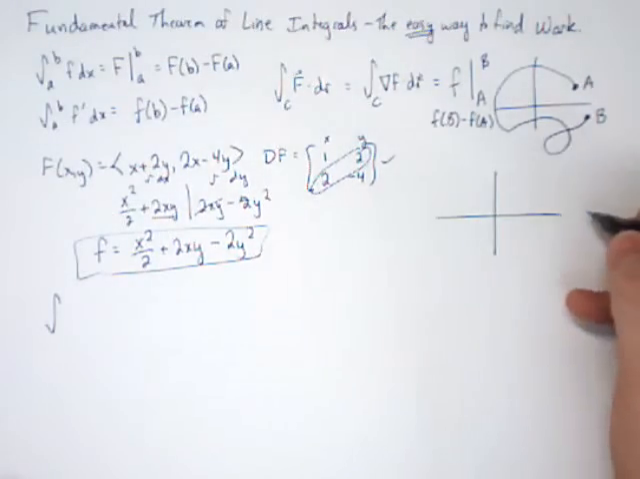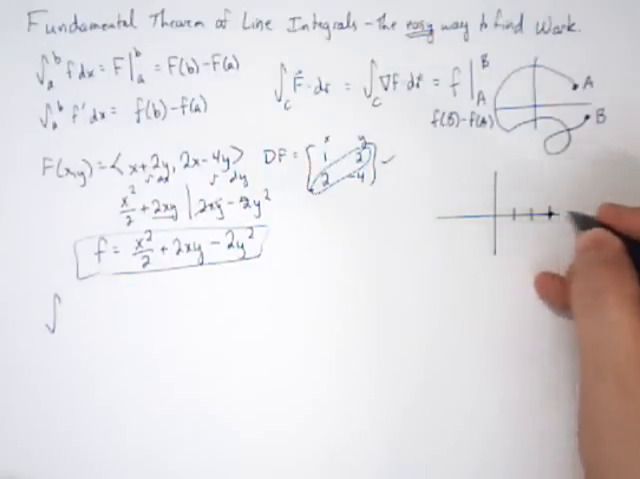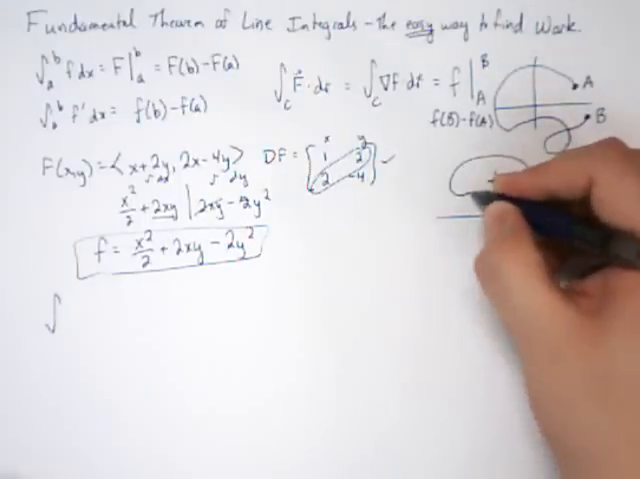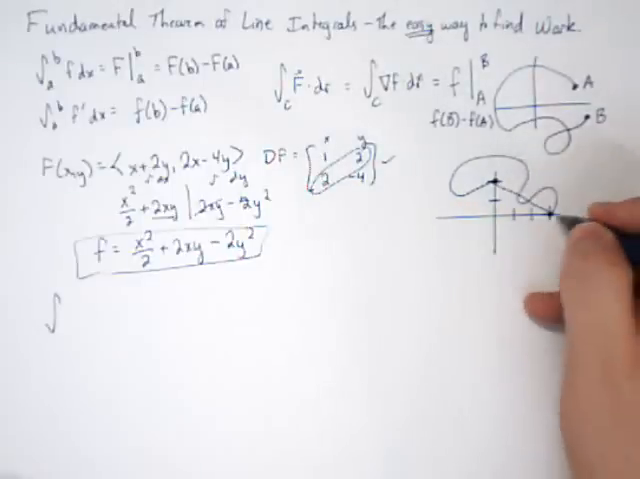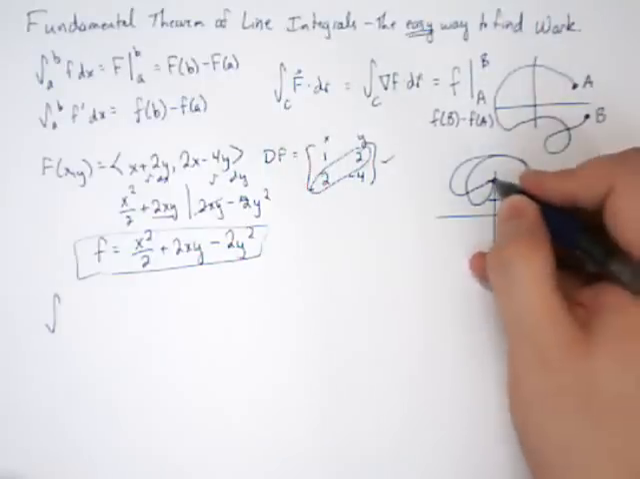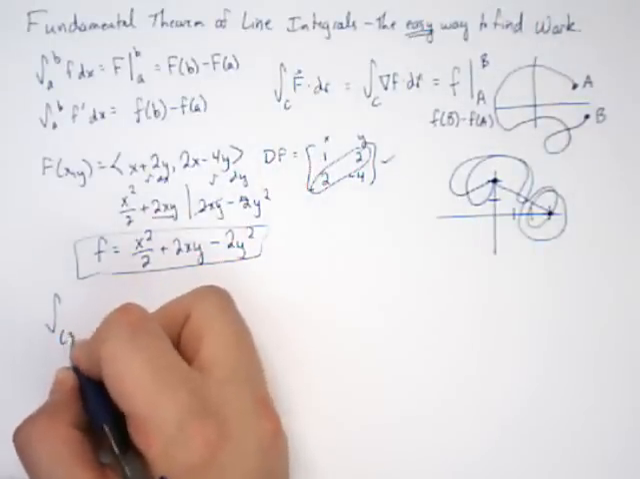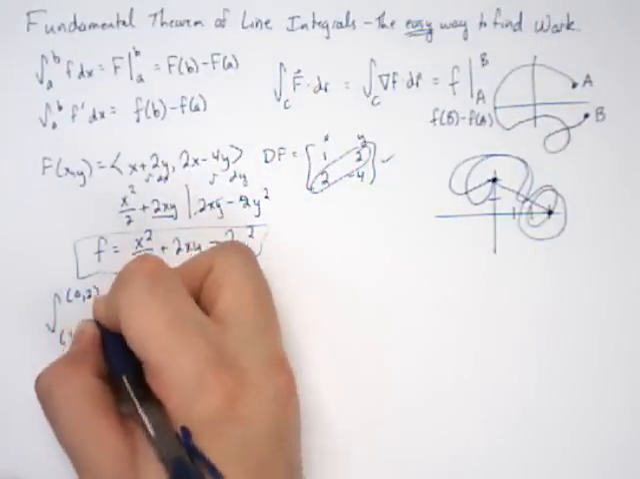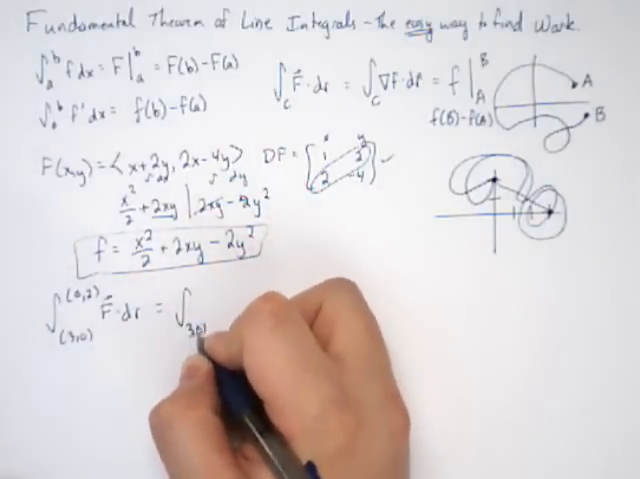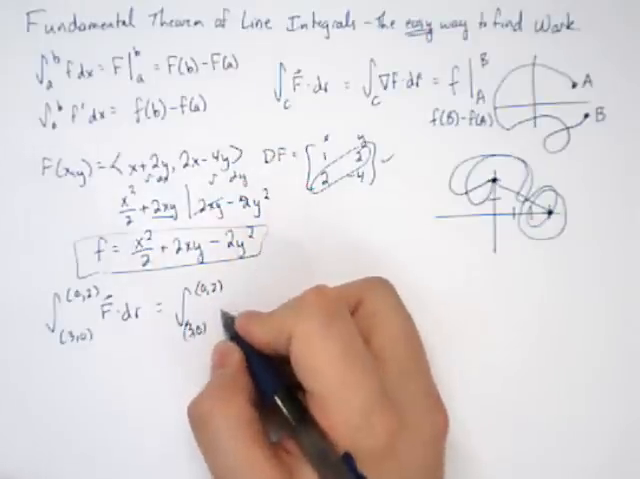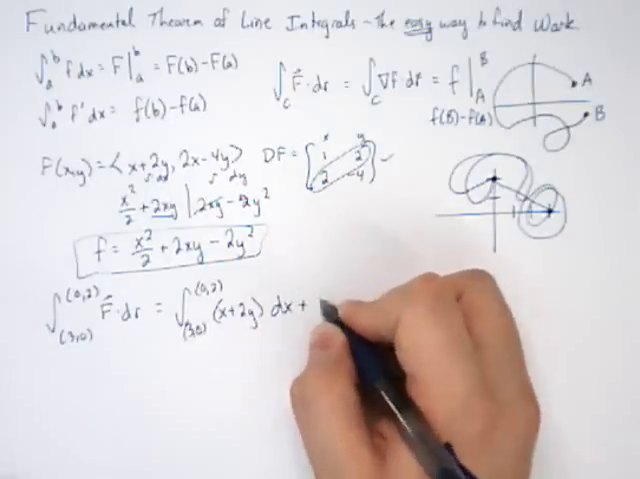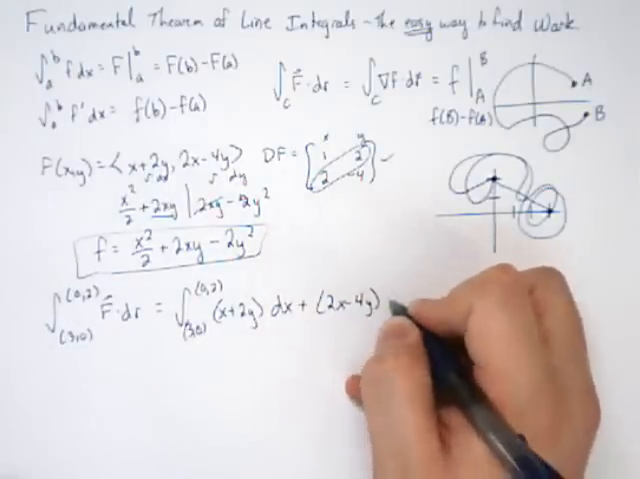So suppose I want to find work, and I'm going to start at, we need a point. So suppose we start at the point (3, 0), and we end at (0, 2). And we follow some path. We could go along a straight path, we could go along some funky path, we could spiral around a few times. But if we start at this point and end at this point, then I could find the work done, or you may see it written as the integral from (3, 0) to (0, 2) of (x plus 2y) dx plus (2x minus 4y) dy.